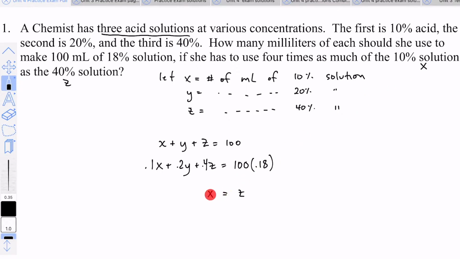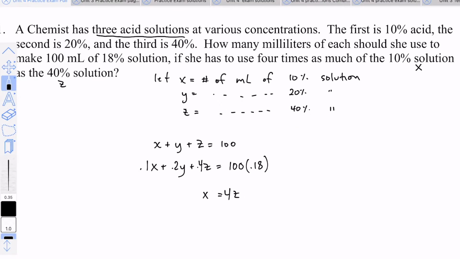So if I want these two numerical values to equal each other, because this one is already 4 times as big, I need to multiply the z by 4 so that they have the same numerical value. So there's the three equations. Now, to solve this, I'm going to go ahead and multiply right here. 100 times 0.18 is 18, and then I'm going to subtract the 4z and get this equal to 0.